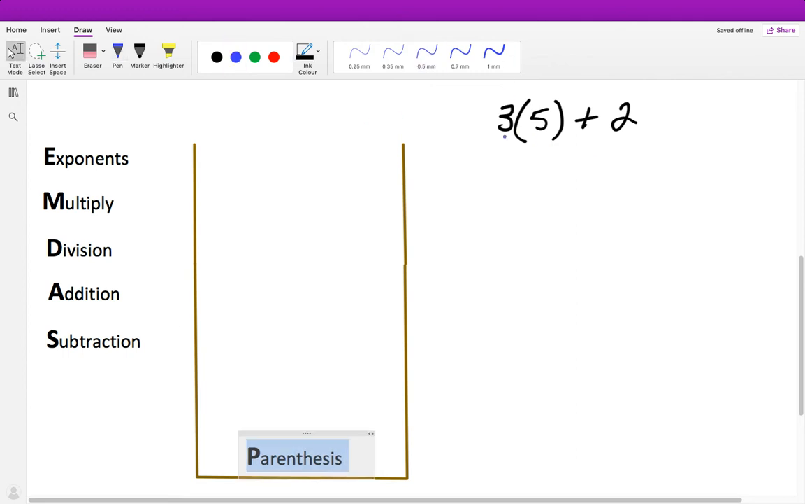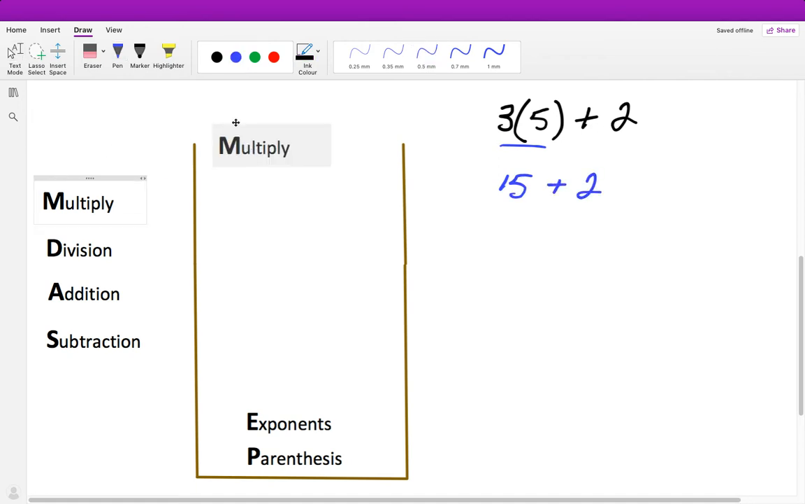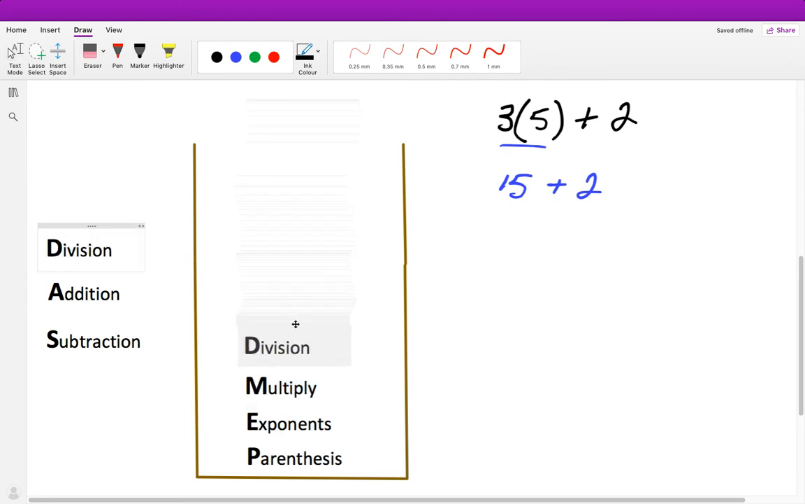Then we look and see, are there any exponents? No, there's no exponents. That means this can also go in our box, all right? We finish with it. Now we look and see, is there any multiplication and division? Well, there's multiplication, not division, so we will first multiply this. Well, 3 times 5 will give me 15. So now I'm left with 15 plus 2. So we did our multiplication, so that would be the next thing that goes inside of our box. All right, now we look and see, is there any division? No, there's no division, so we can go ahead and put this inside of our box as well.